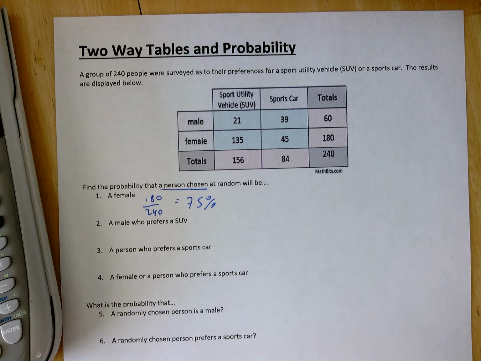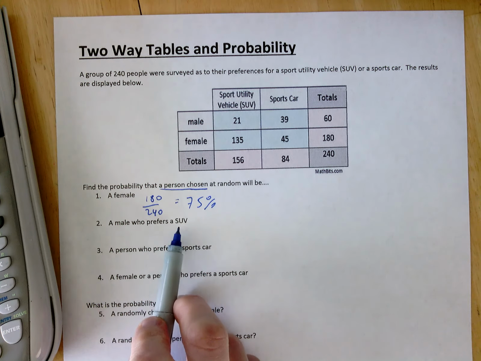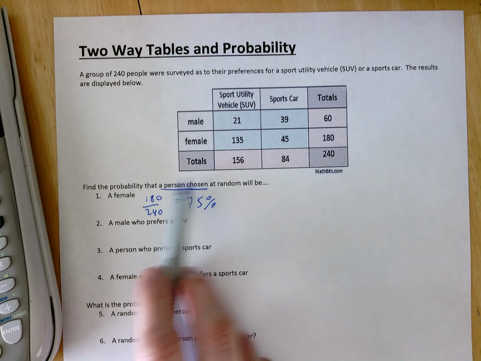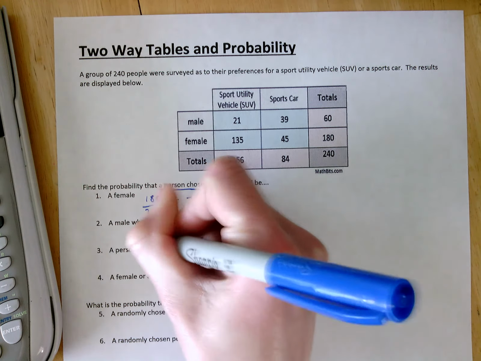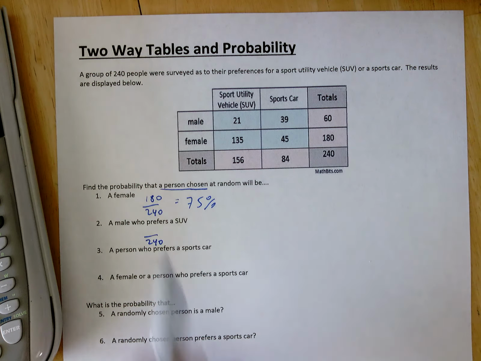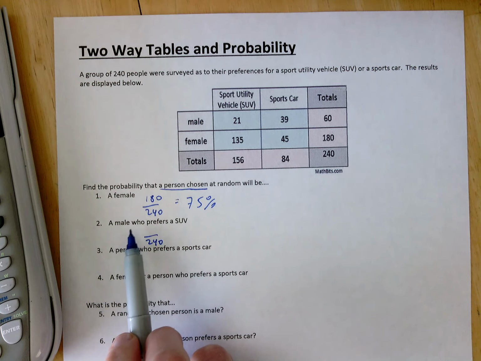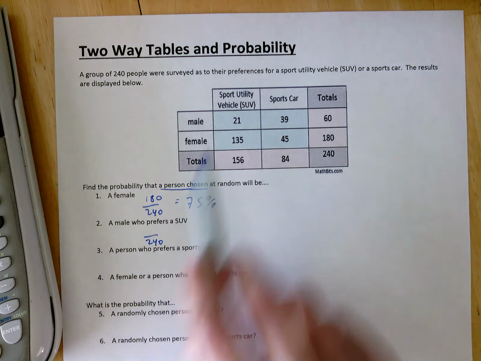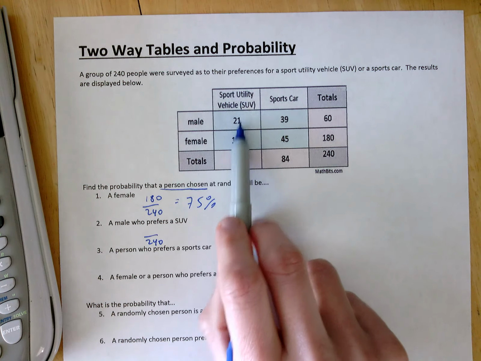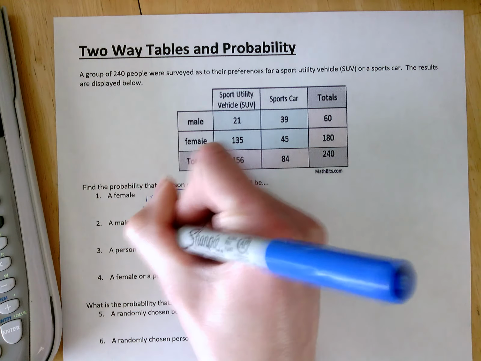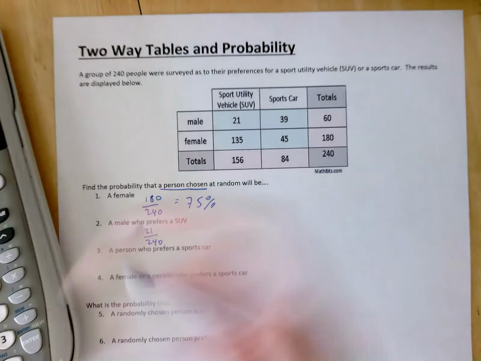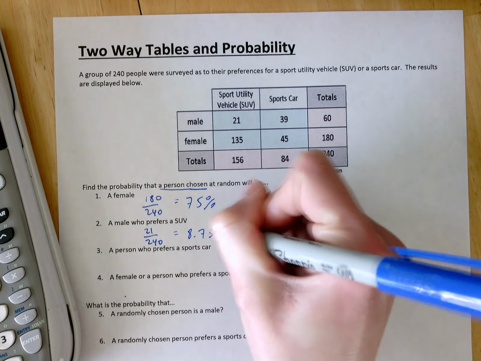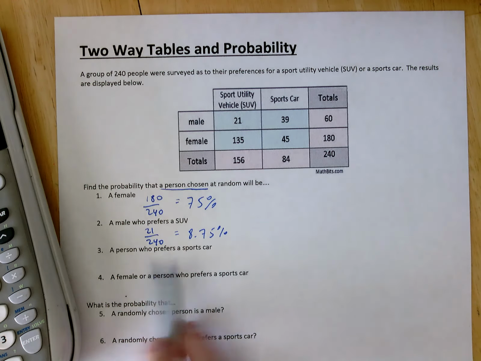Now this next question asks me about males who prefer SUVs. So again, I'm looking at people. I'm just saying if I choose a person, my total is still going to be 240, because I'm just choosing a person. But we want to know of those, how many of them are going to be a male who prefers an SUV? Well, here's males, here's SUVs, so there's 21 of them. So 21 out of 240 people. Throw this into my calculator. That works out to about 8.75%. Okay, so fairly unlikely.